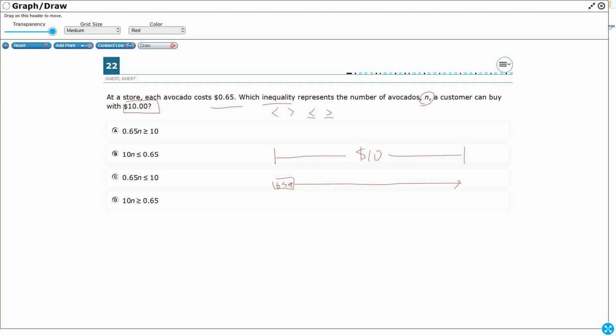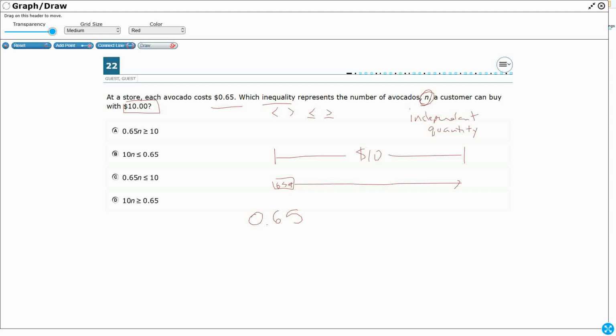So we have our variable n here, and this is our independent quantity, right? So this is the number we're starting with. If we buy one avocado, that's 65 cents. If we buy 10 avocados, that's 6.50. If we buy 20 avocados, that's 13 bucks, and now we're over. Okay? So what we need to think about is this 65 cents. So we're going to call this 65 cents, and that's our rate, right? That's the rate or the cost of each avocado.